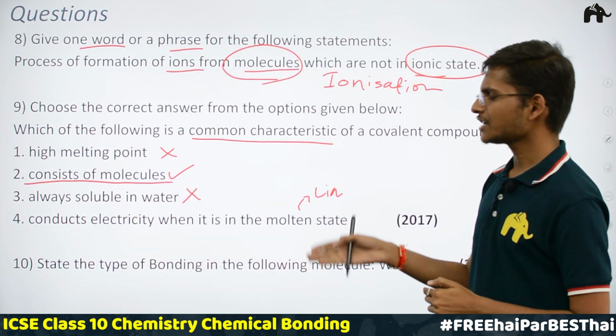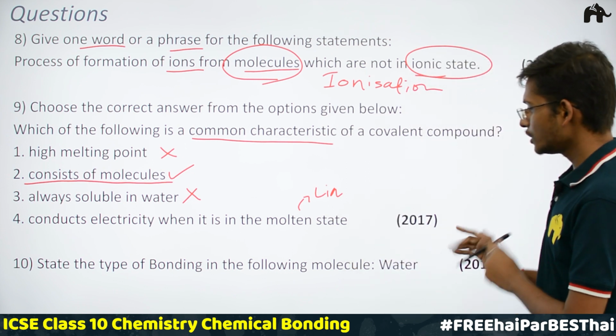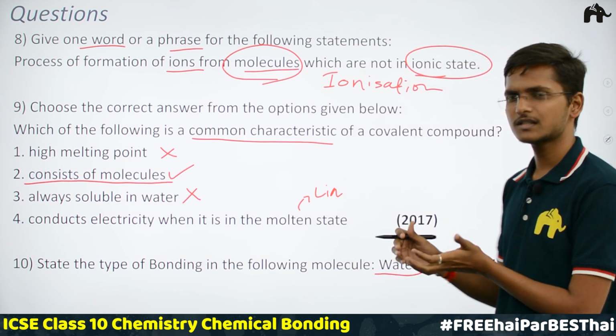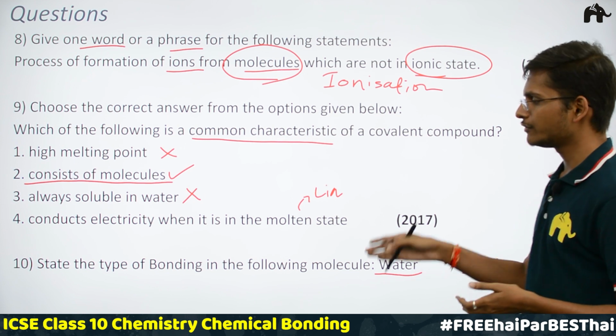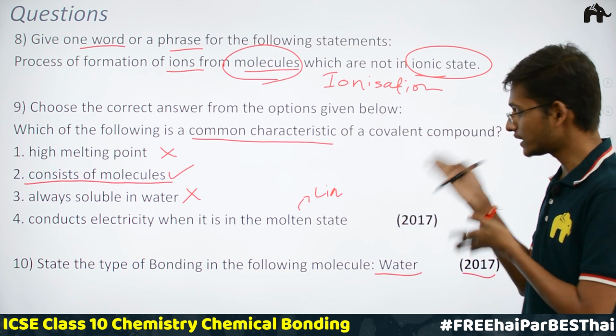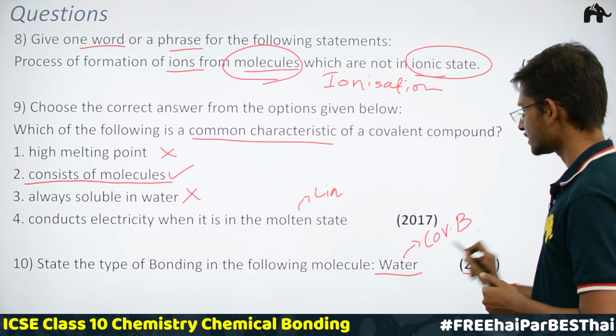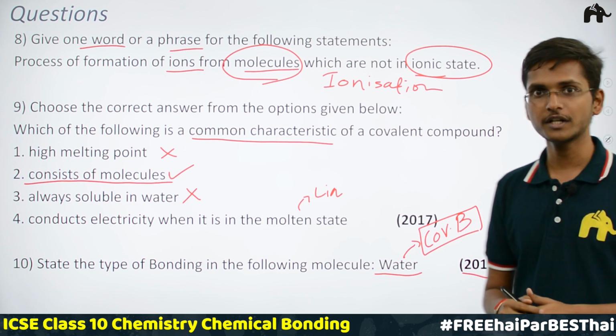Okay, then last one, state the type of bonding in the following molecule. Water. So see, such simple questions have also been asked. We have studied all the details of water as well, right? So we know the bonding which is present in water is covalent bonding, right?